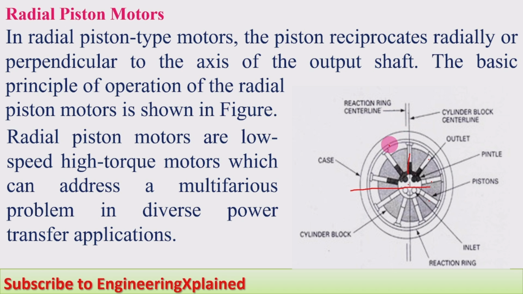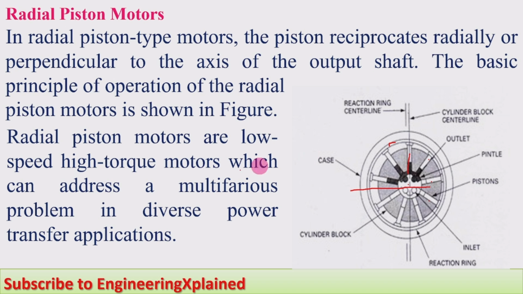The layer below the casing we call the reaction ring. And here the pintle, which is connected to the flow of the pistons at the inlet and the outlet, is called the pintle. Here we get the inlet and outlet from it. The reaction ring is what supports the pistons, and thereby, due to the fluid pressure, these pistons reciprocate and cause the shaft to rotate.